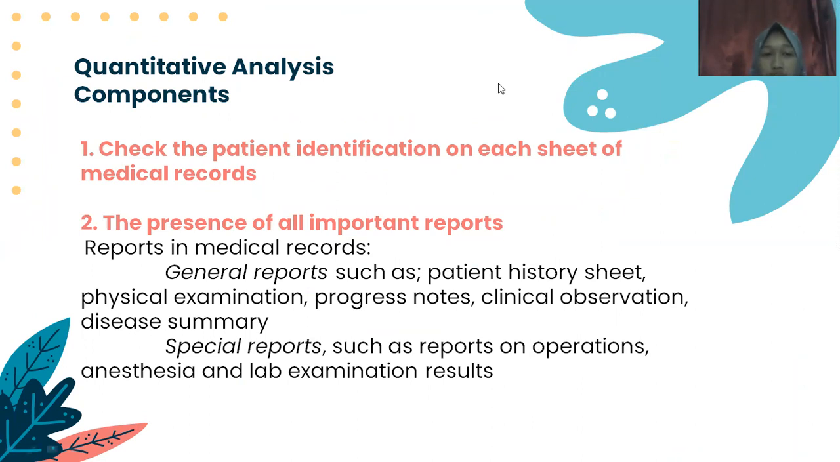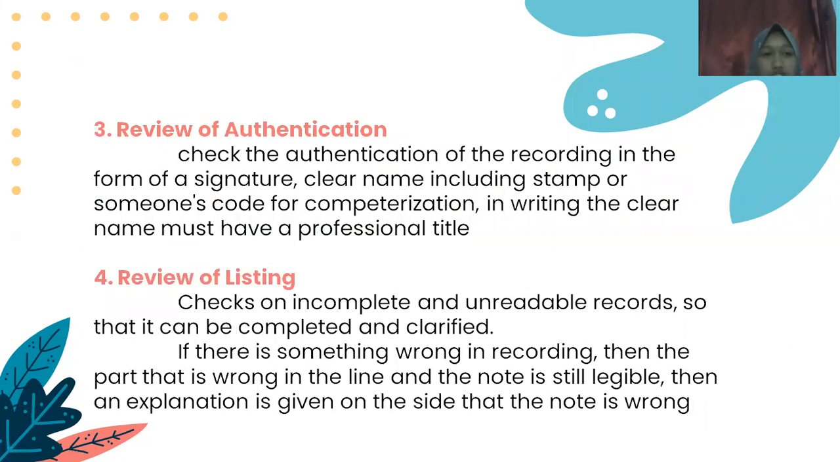Reports in the medical record. General reports such as patient history sheet, physical examination, progress note, clinical observation, disease summary, and special reports such as reports on operation, anesthesia, and lab examination results. 3. Review of authentication. Check the authentication of the recording in the form of a signature, clear name including stamp or someone's codes for computerization.